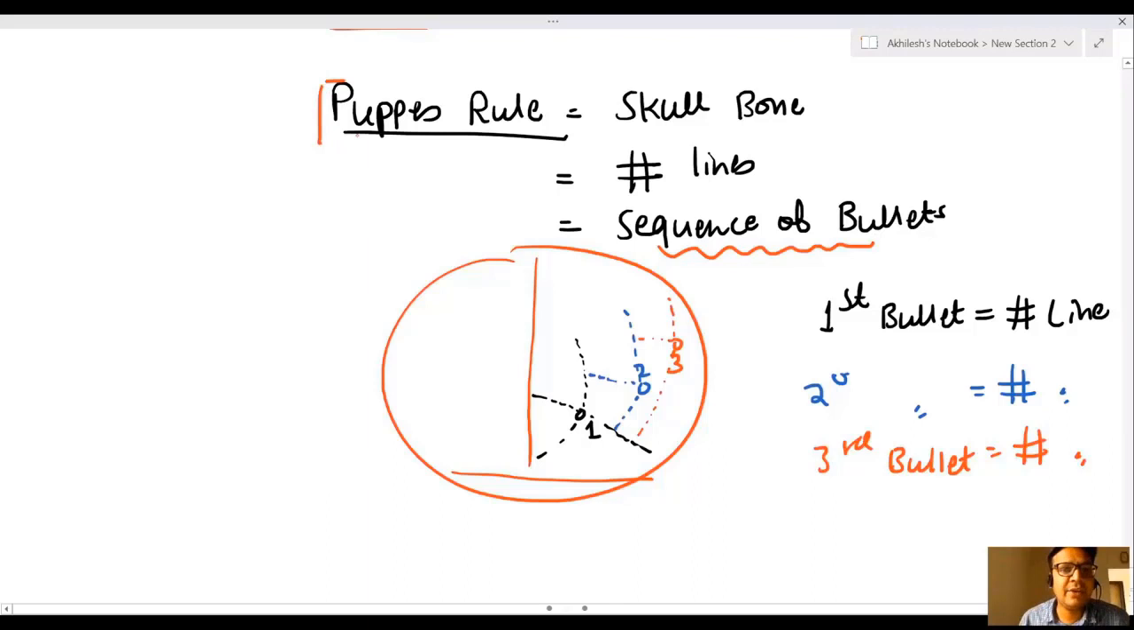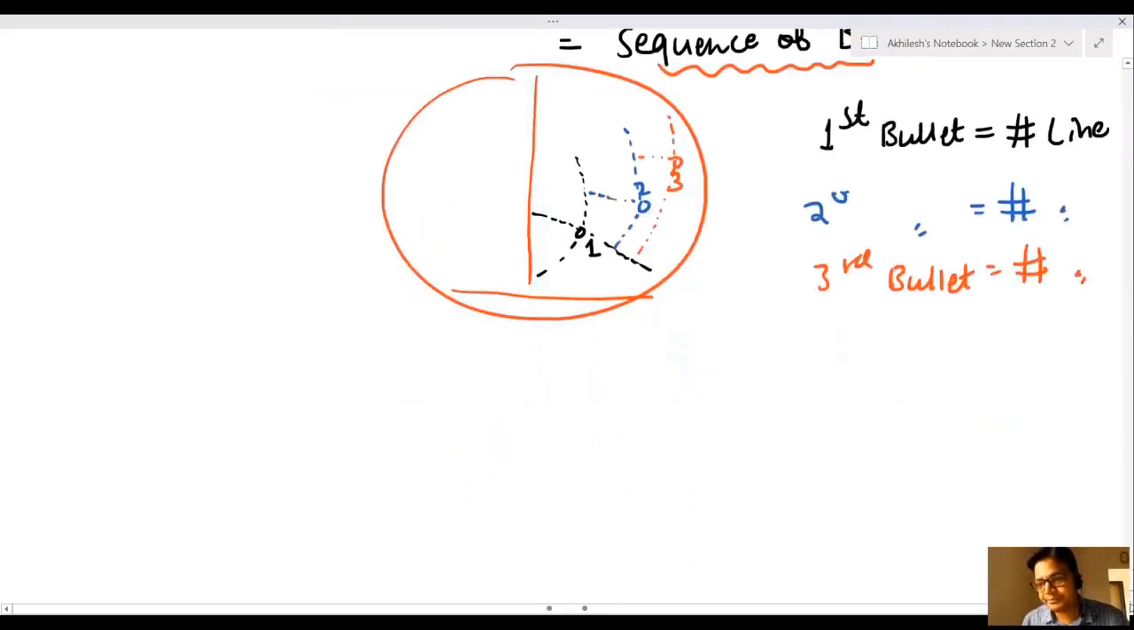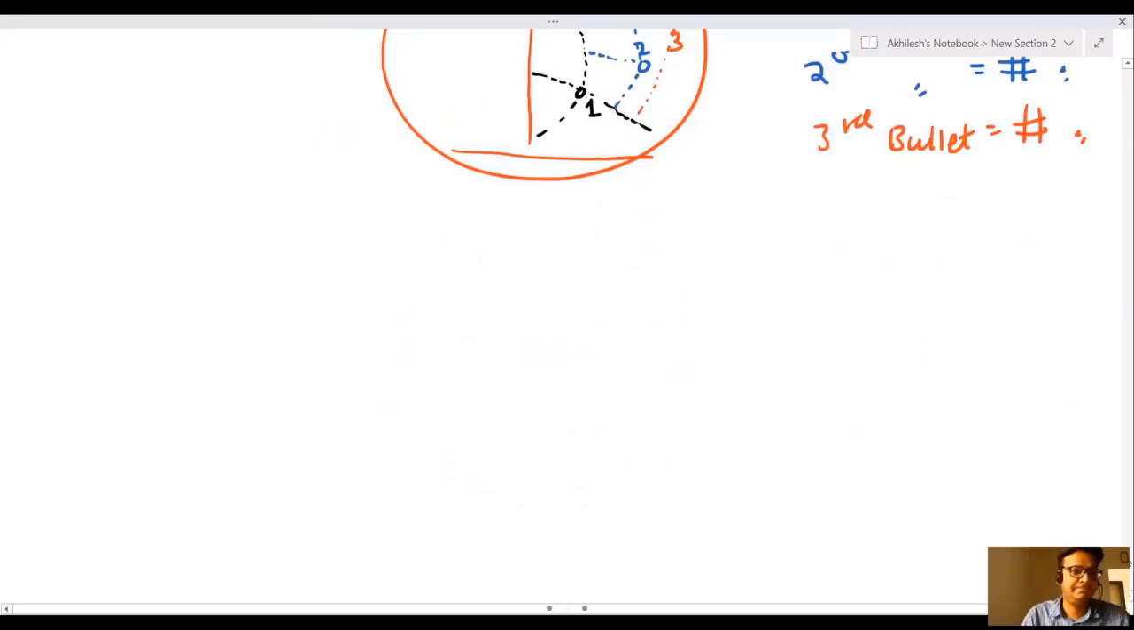What is the name of this rule, my dear friend? Bolo, kya naam iska? Puppe's rule.